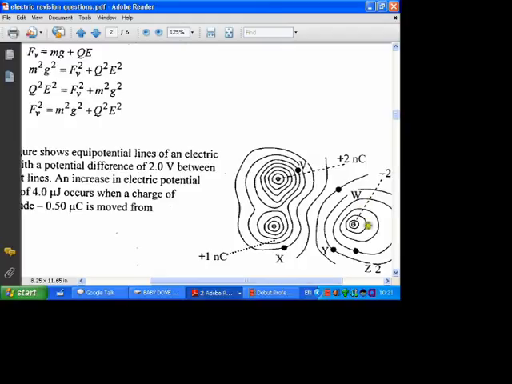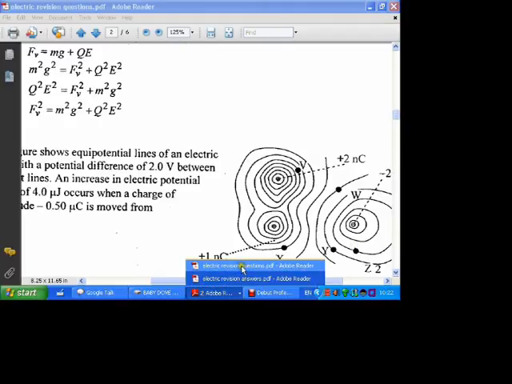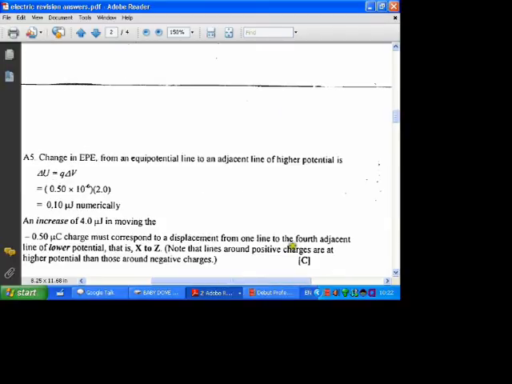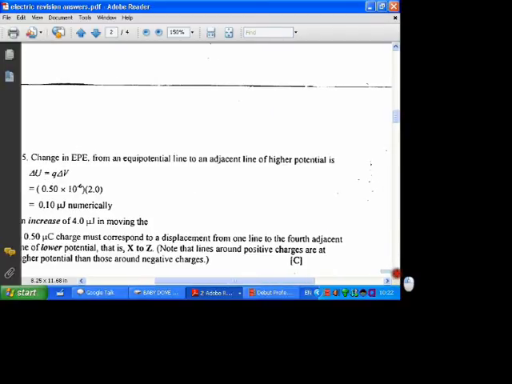So Z should be this point here, just shift the labeling Z up to this point, right? The regions just around Z, just around the minus 2 nanocoulomb will be the lower potential because it's negative charge there, right? So it should be lower potential, right? Okay, let's move on.